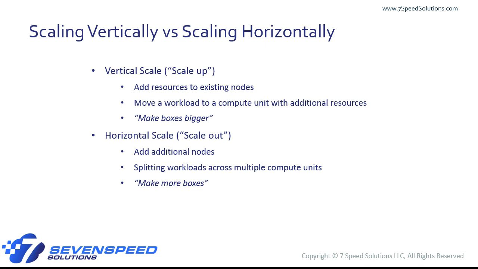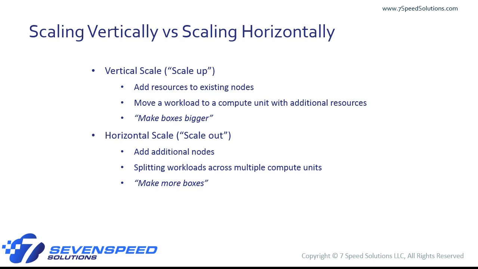You make it the same thing much larger, or smaller if you're scaling down. That's vertical scale. Scale up, scale down. Then there's horizontal scale, scaling out or scaling in. That's typically adding additional nodes, splitting workloads across multiple computing units. If vertical scale is making a single box bigger, horizontal scale would be basically making more boxes.